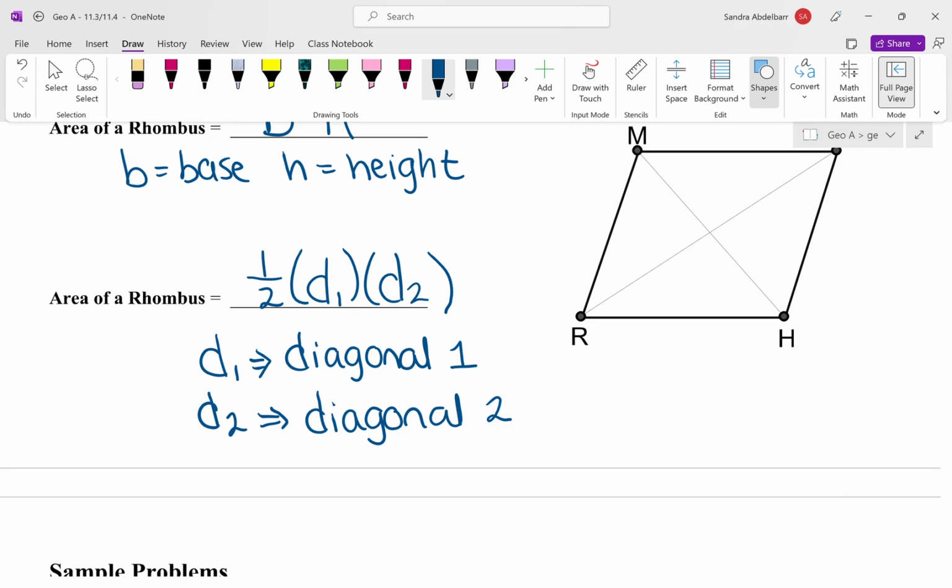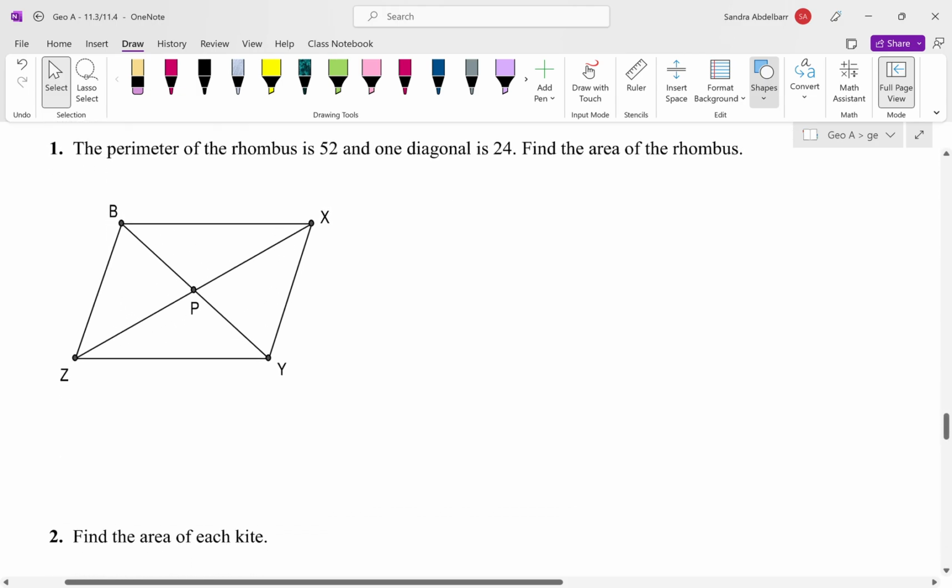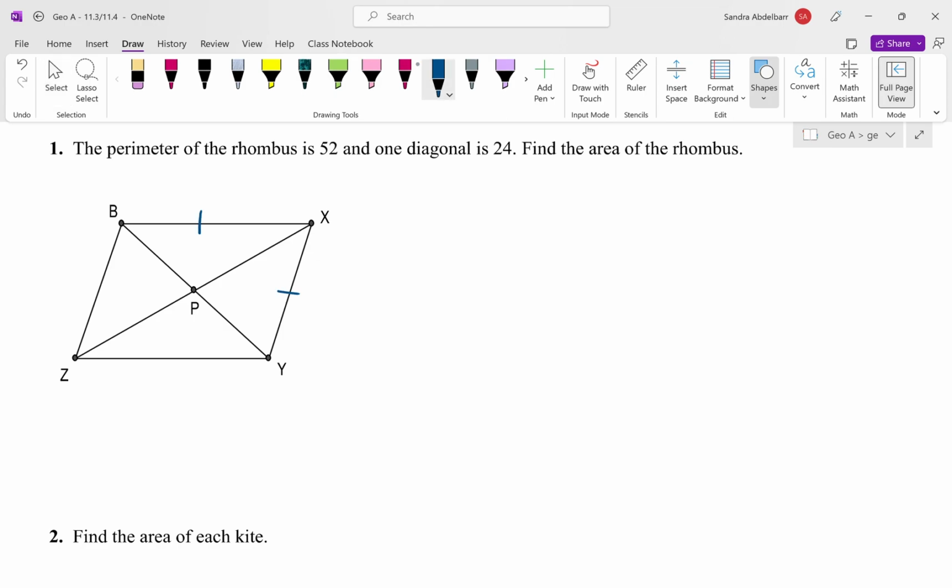All right, let's do some problems. Are we ready? Okay. The perimeter of a rhombus is 52. One diagonal is 24. Find the area of the rhombus. Okay. The perimeter is 52. Well, what do we know about all the sides of a rhombus? In a rhombus, all sides are congruent. So to find one side, isn't it going to be 52 divided by 4? So that is 13.